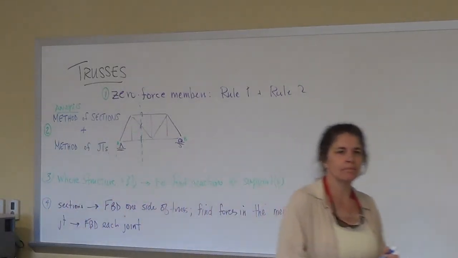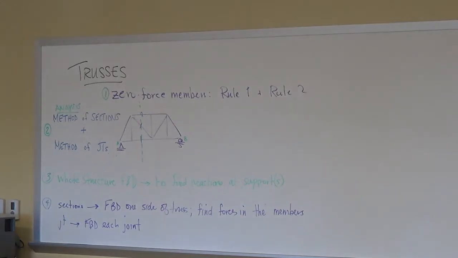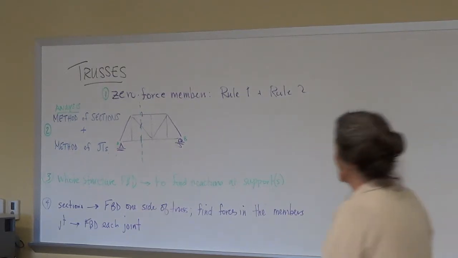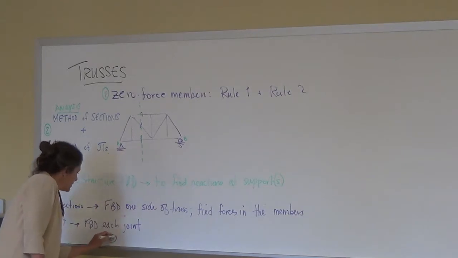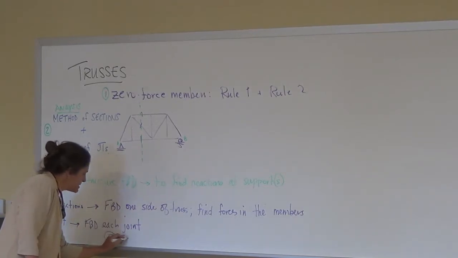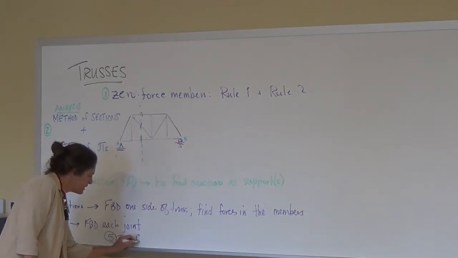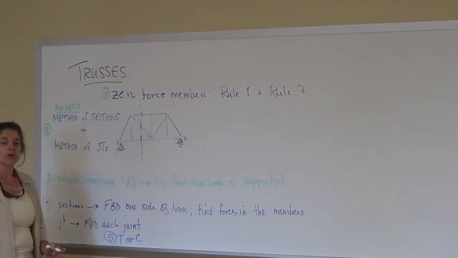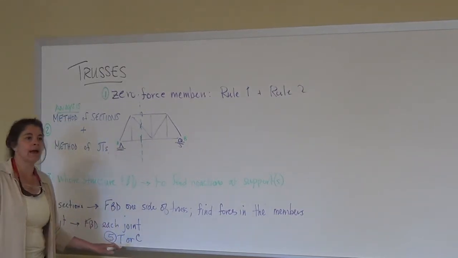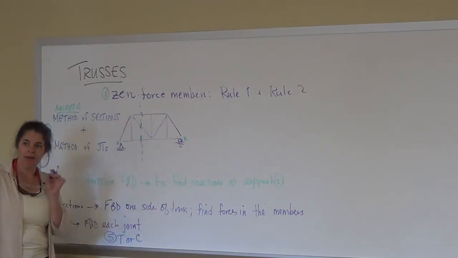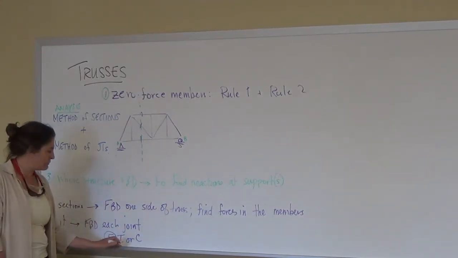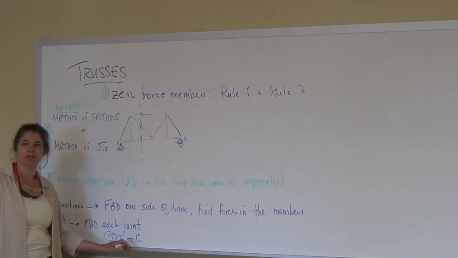Just a reminder, if it's negative, report it as compression. So that's the next step. So 5, after you get the values, you have to report them as either tension or compression. Everybody heard that, right? The last step is every single member value that you got, you have to report them as either tension or compression.